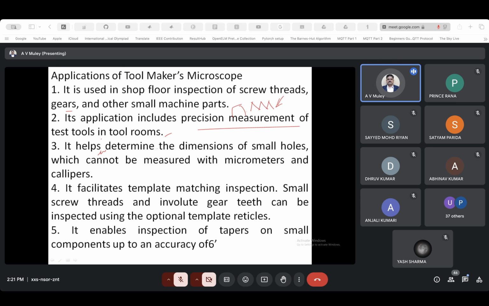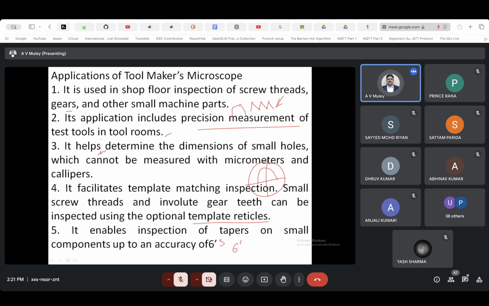It helps to determine, for example, the diameter of a small hole which cannot be measured with a micrometer and calipers. To facilitate template matching inspection, small screw threads and involute gear teeth can be inspected using the optional template reticles. तो वहाँ टेम्पलेट रेक्टिकल्स होती है इस तरह से, तो वहाँ आप उसको मेजर कर सकते हो लाइक दिस पर्टिकुलर. It enables inspection of a taper on a small component up to, for example, 6 seconds बोला हुआ है इसमें, ठीक है ना, 6 single dash है. Sorry, single double minutes होगा.